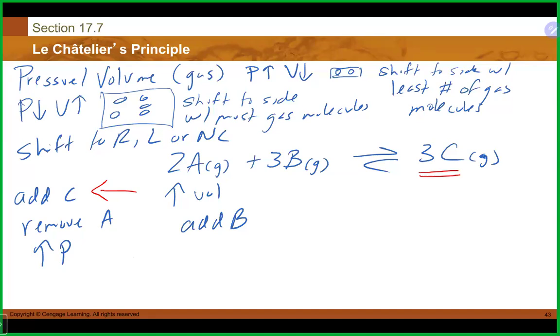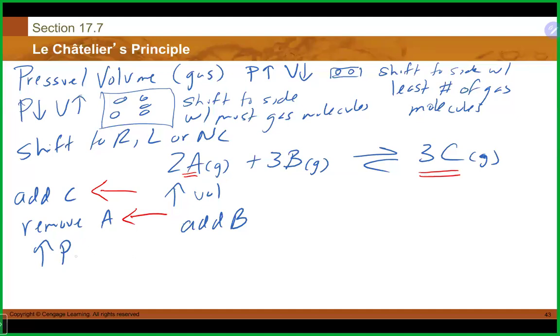Now I'm going to remove A. A is over here on the reactant side. When I remove A, again, you can think about it as you made a hole on that side. So you want to fill that hole. So we're going to shift to the left. Again, the real reason for this is when you remove the reactants, you now have, again, more products. And that's going to cause the reverse reaction to occur. And that's why it's going to go to the left in this case.